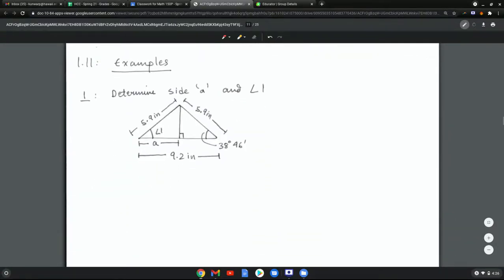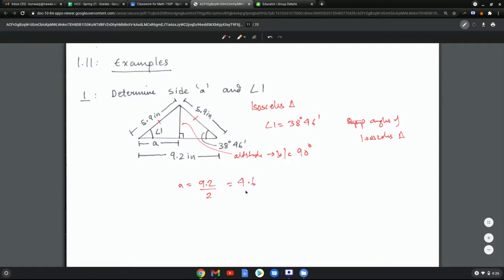Example: let's say in this problem, you have to determine the length of the side A and angle 1, and everything else is given to you. The first thing to observe here is that these are equal, so it is an isosceles triangle, which means angle 1 equals 38 degrees 46 minutes, because these are the angles of an isosceles triangle. The next thing we know is this is an altitude. Why is it an altitude? Because there is 90 degrees, which means A is going to be exactly half of this total length, which is 4.6.